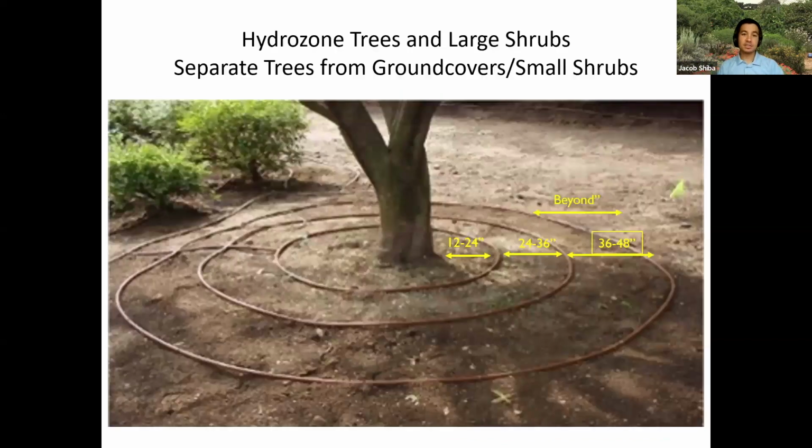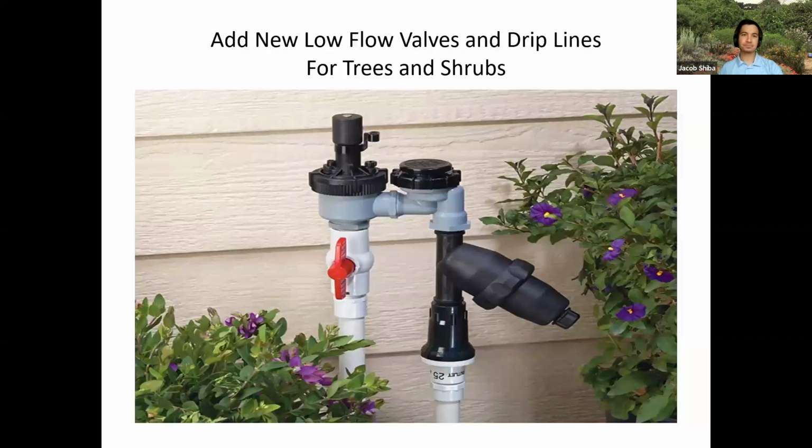One thing to consider is if you've got some really large shrubs or you've got trees, is actually putting them on their own hydro zone. You can put them on their own drip irrigation. You can form concentric rings, just like the ones that you see here. These are going to be especially beneficial to help keep your trees and your large shrubs alive if we go into times of drought or decreased irrigation or things like that.